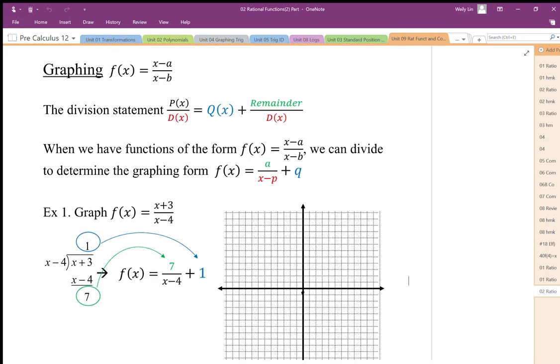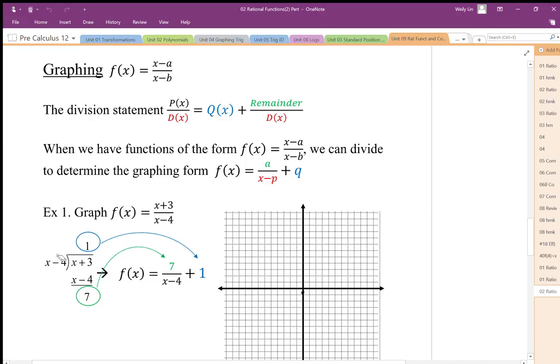The process of putting this rational function into a function transformation form, so this form here, requires doing long division. So if I have this function, 3x plus 3 divided by x minus 4, I can divide the x minus 4 into x plus 3. And by dividing, I would do this.